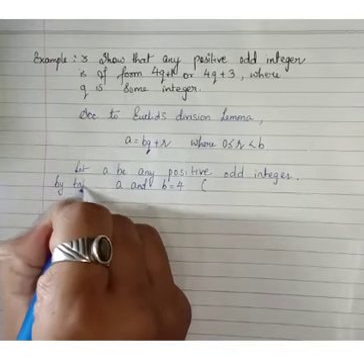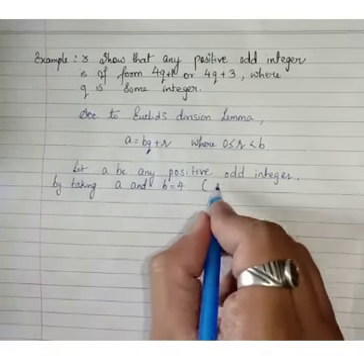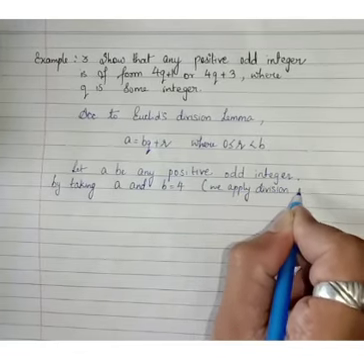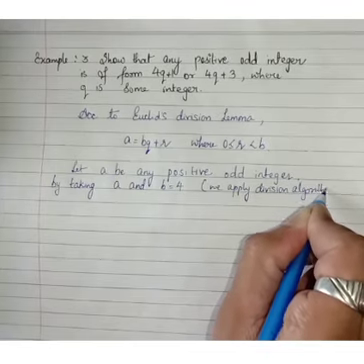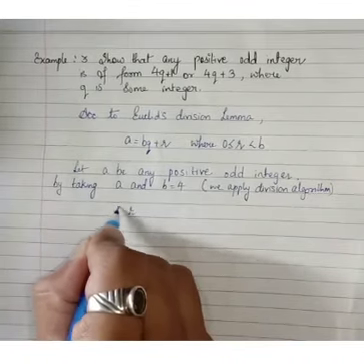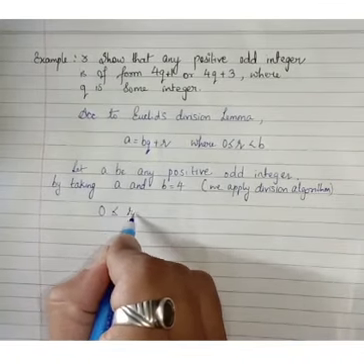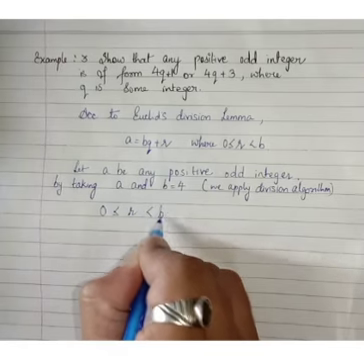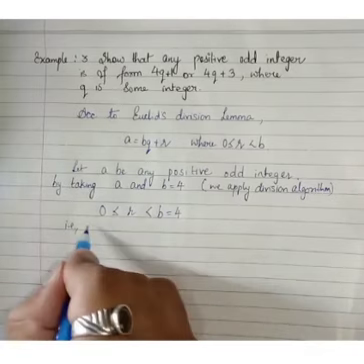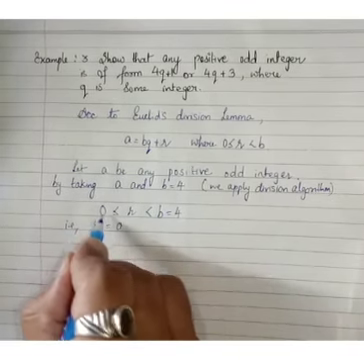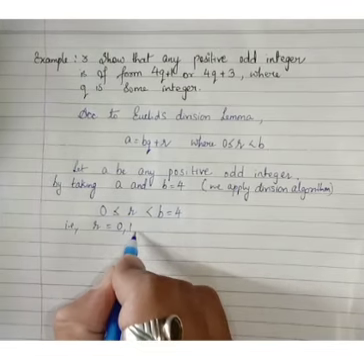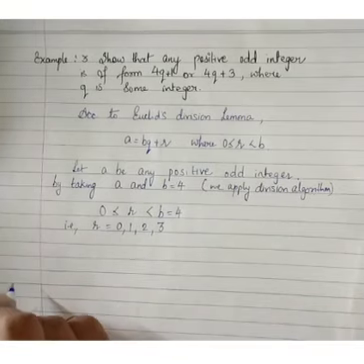By taking a and b value equal to 4, we apply the division algorithm. Now if b value is 4, then my r value will be greater than or equal to 0 and less than b, that is 4. It means the value of r can be 0, greater than 0, but it is less than 4. That means it can have value 1, 2 and 3.